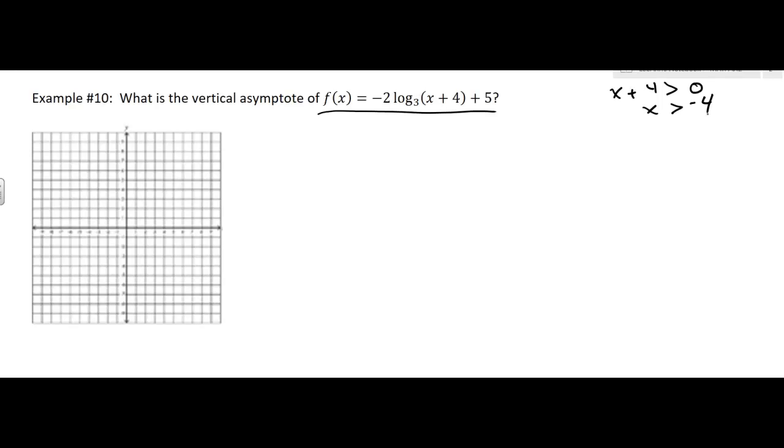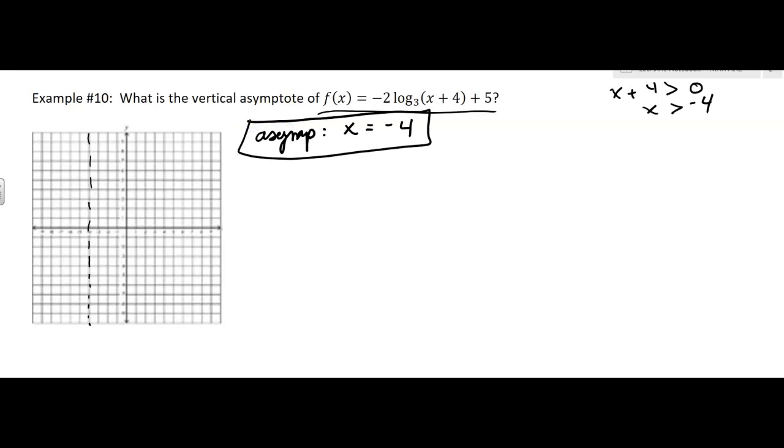Okay, that means my vertical asymptote is at negative 4. So I can draw that in. And I can say, they asked me what the vertical asymptote is. Okay, so asymptote x equals negative 4. And I'm done with this problem.